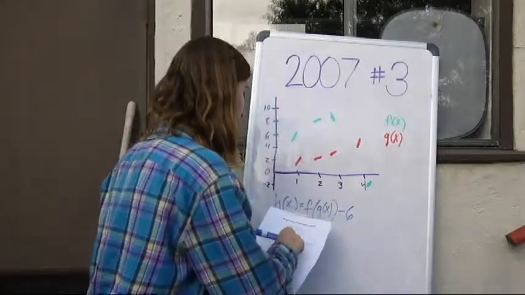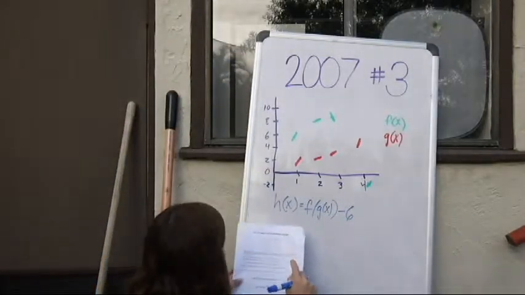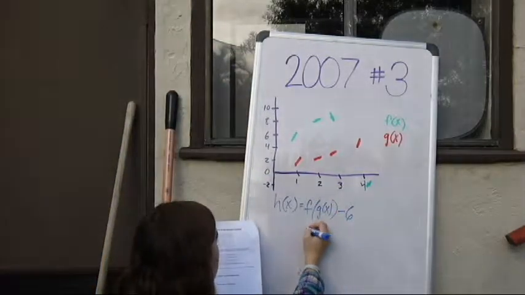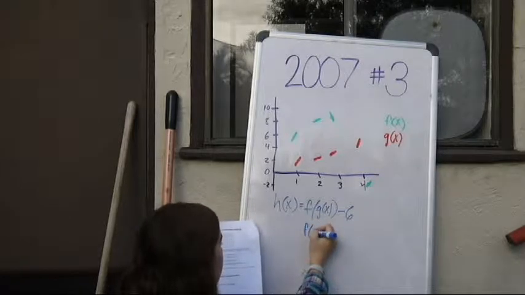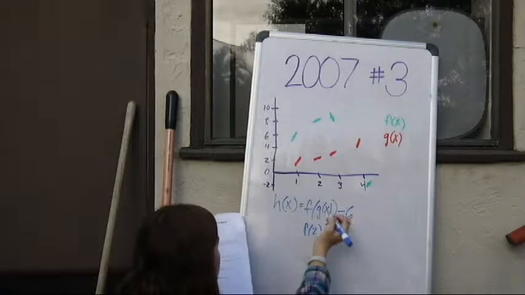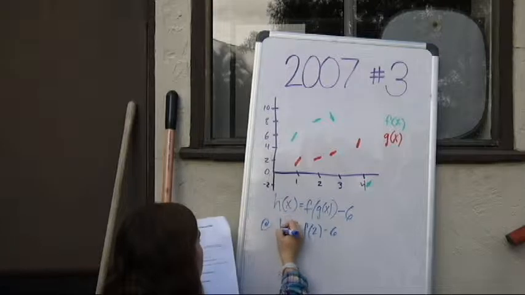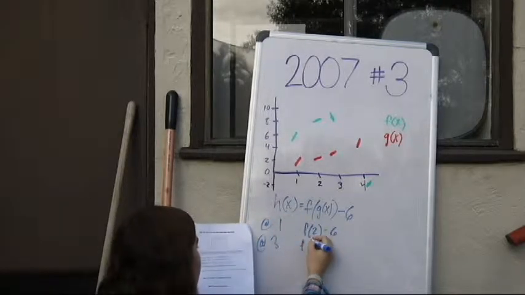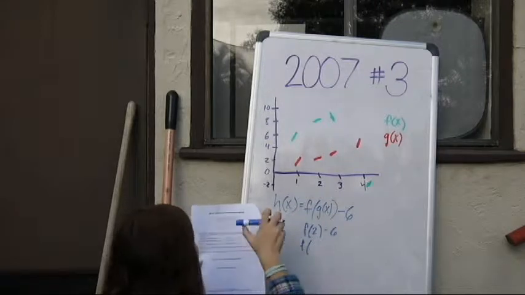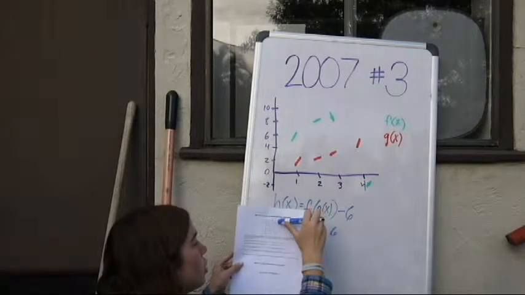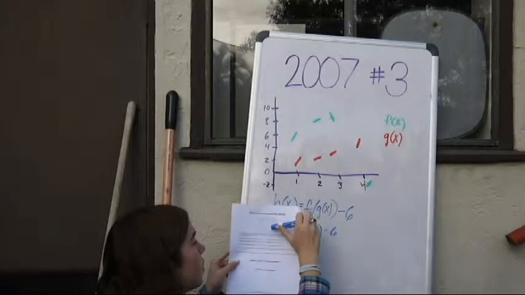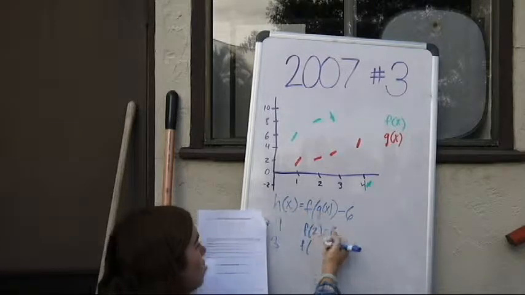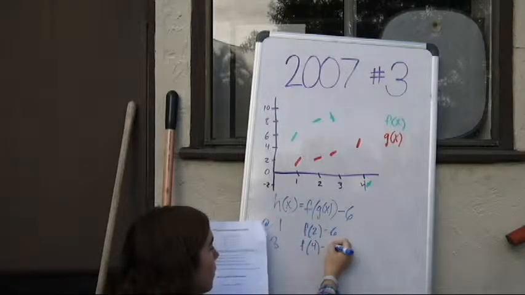Okay, so g of 1 is 2. So we're looking at f of 2 minus 6. So this is at 1 and at 3. And then if we're plugging in 3, it would be g of 3, which would be 4. So we have f of 4 minus 6.